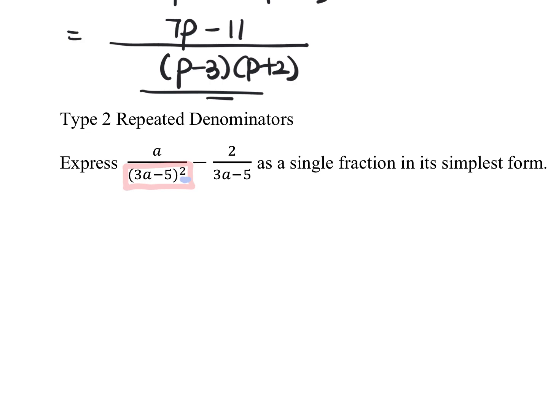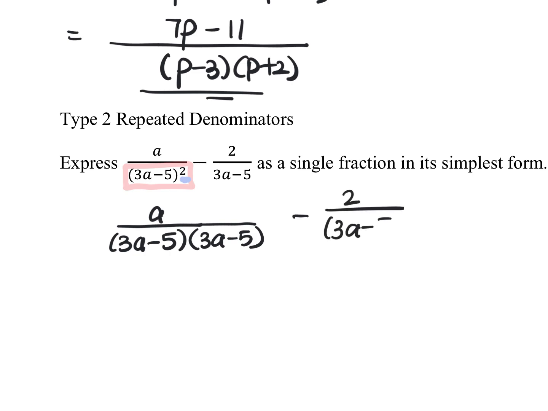I will write the first fraction over here, and the denominator I write as a repeated factor. So I'm going to put 3a minus 5 with one more 3a minus 5. And the other fraction will be just negative 2 over 3a minus 5. We observe we have 2 factors over here, 3a minus 5, 3a minus 5. However, there is only one factor over here. We need to multiply one more factor to it.